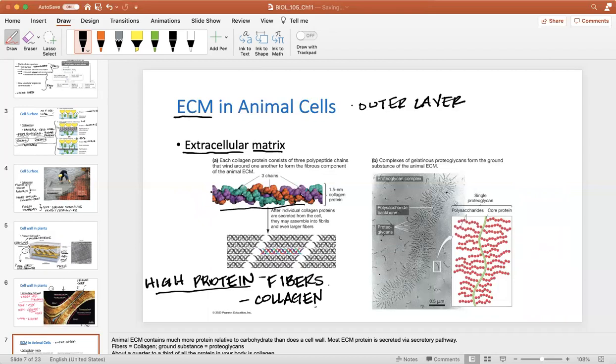And here's a diagram of it. It's basically just showing you that you have a series of proteins that are twisted together. It's typically about 3 chains. And then you can see that these 3 chains become fibers, all right? These fibers are embedded in a ground substance called proteoglycan.